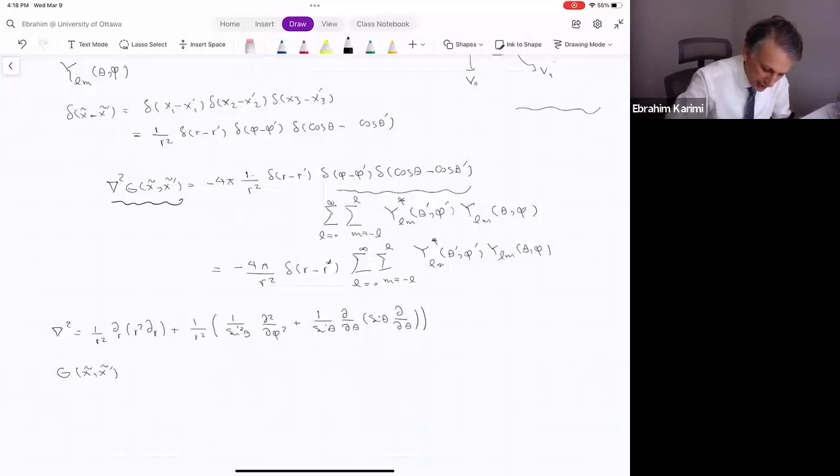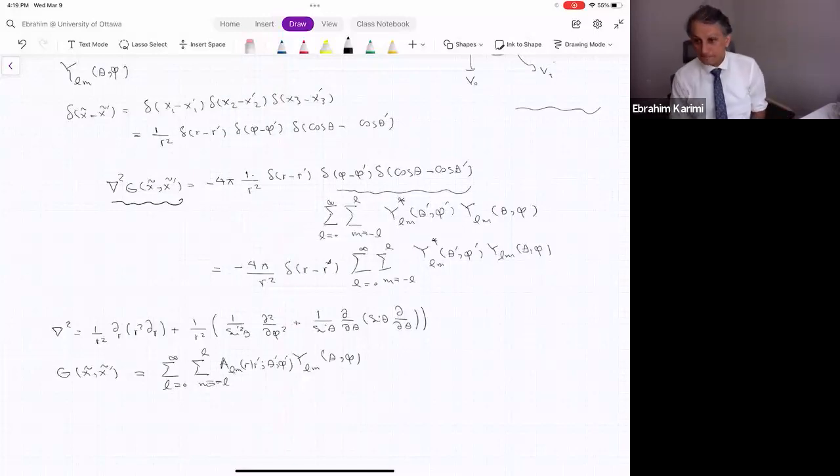So indeed, g of x and x prime is essentially nothing more than the expansion in terms of the summation of L from 0 to infinity, summation of m from minus L to L, of a coefficient, which we'll be discussing, times YLM of theta and phi. And the coefficient is given by ALM, and it's a function of r and r prime, no doubt, and theta prime and phi prime.